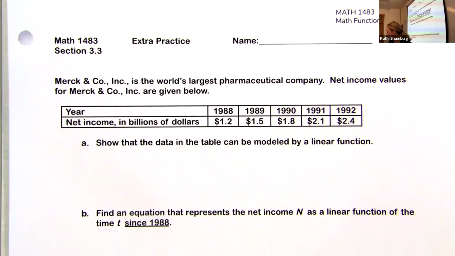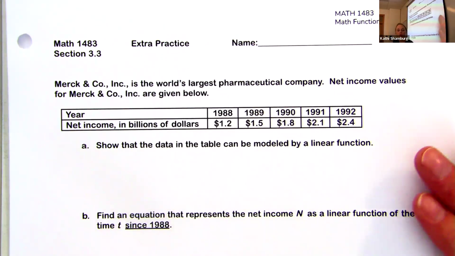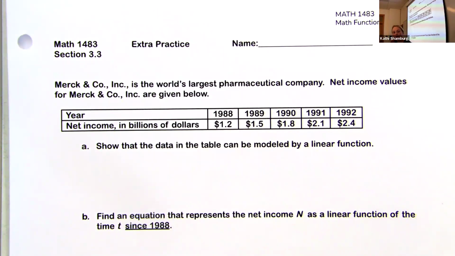So we learned some new calculator functions on Wednesday, and this is just going to reinforce that. So you'll want your calculators out. Okay, so on this practice, we're told that Merck & Company is the world's largest pharmaceutical company, and net income values for the company are given below.